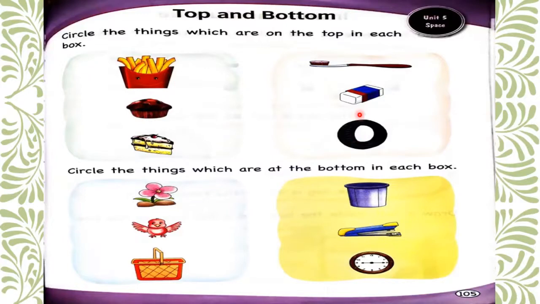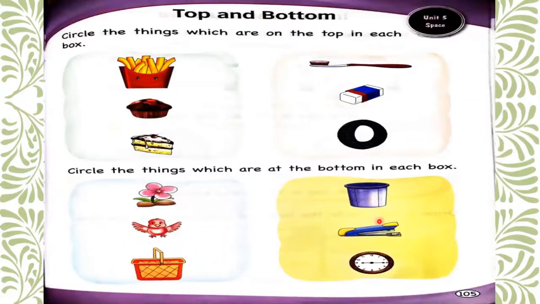Here also we can see 3 pictures. Which one is on top? Brush. Yes, so you will put a circle on this brush. Fine. Now see the next question. Circle the things which are at the bottom in each box. Here we can see 3 pictures. Which one is on top? This flower is on the top. Okay, and this basket is at bottom. So you have to circle this basket because it is at the bottom.